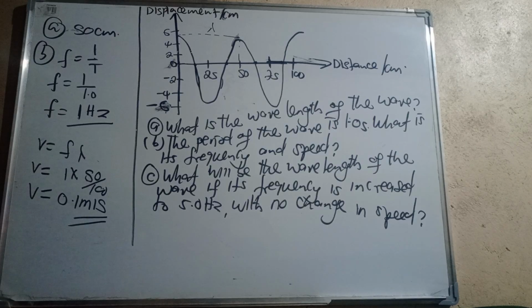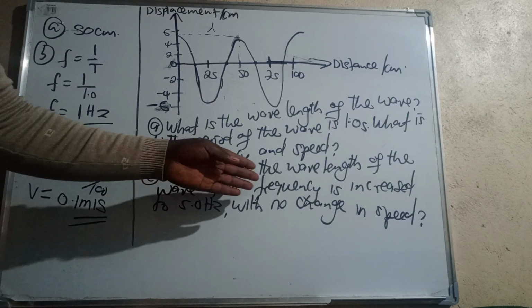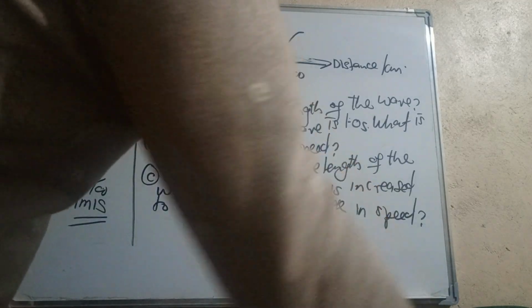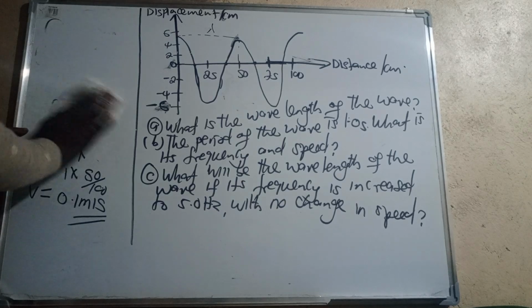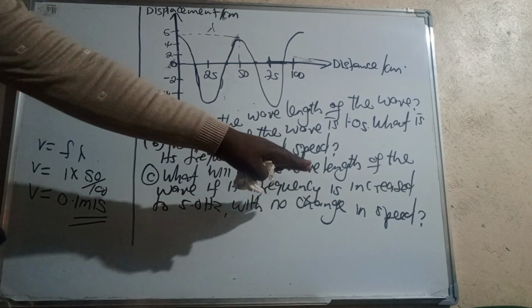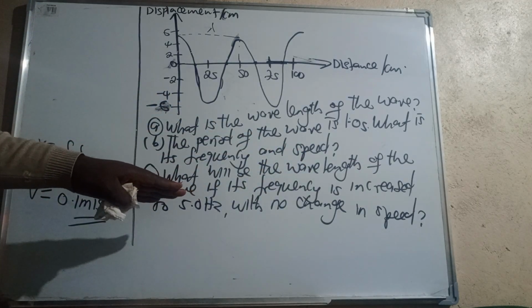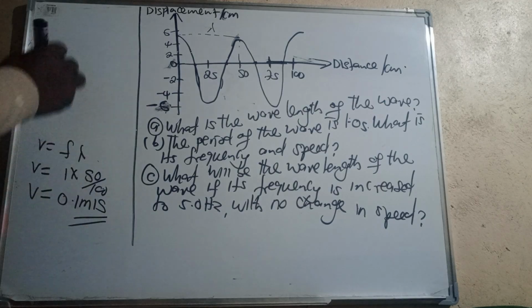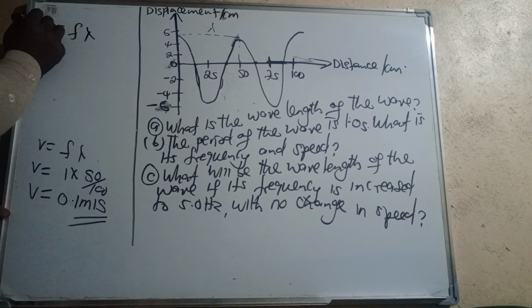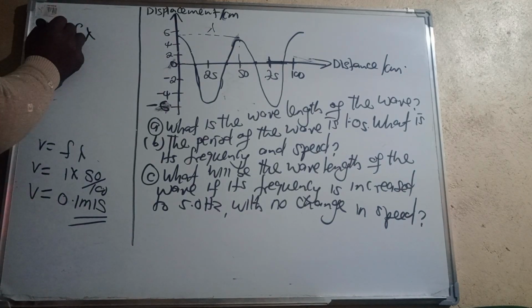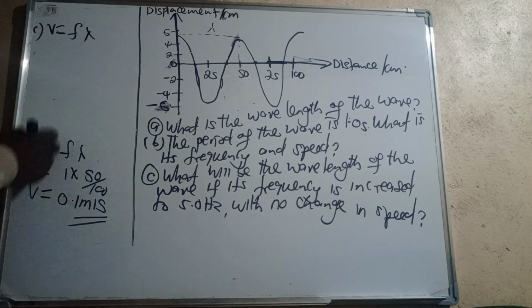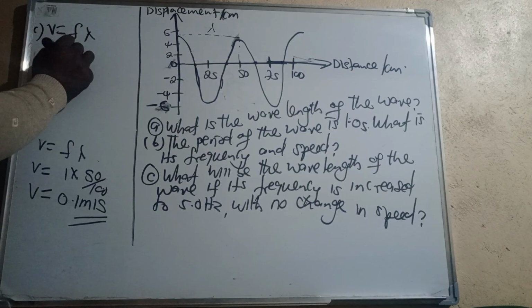Then the last question asks: what will be the wavelength of the wave if its frequency is increased? So I need to find the new wavelength if its frequency is increased. Velocity is equal to frequency times wavelength. My velocity now is 0.1, equal to the frequency times the wavelength.